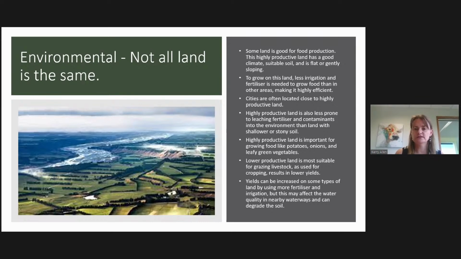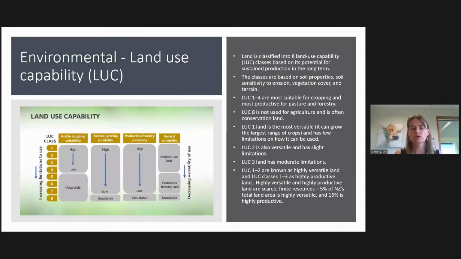Now, all land in New Zealand is divided up into what we call land use capability classes. And I've got those showing on that diagram there. So they're broken up into 8 classes. So these 8 classes are based on their soil properties, on their sensitivity to erosion, on their vegetation cover, and the steepness of their terrain. So 1 to 4 are the most suitable for cropping, and they're most productive for pasture and forestry.